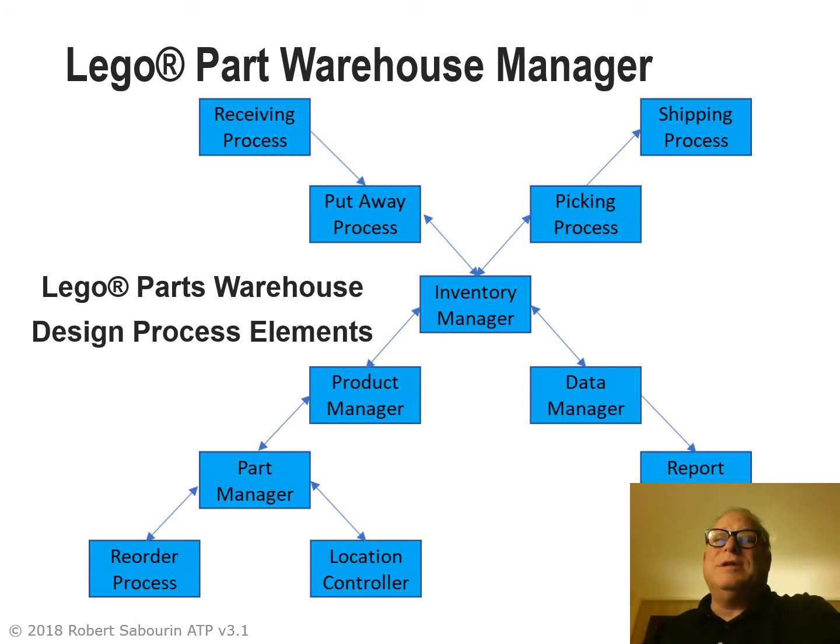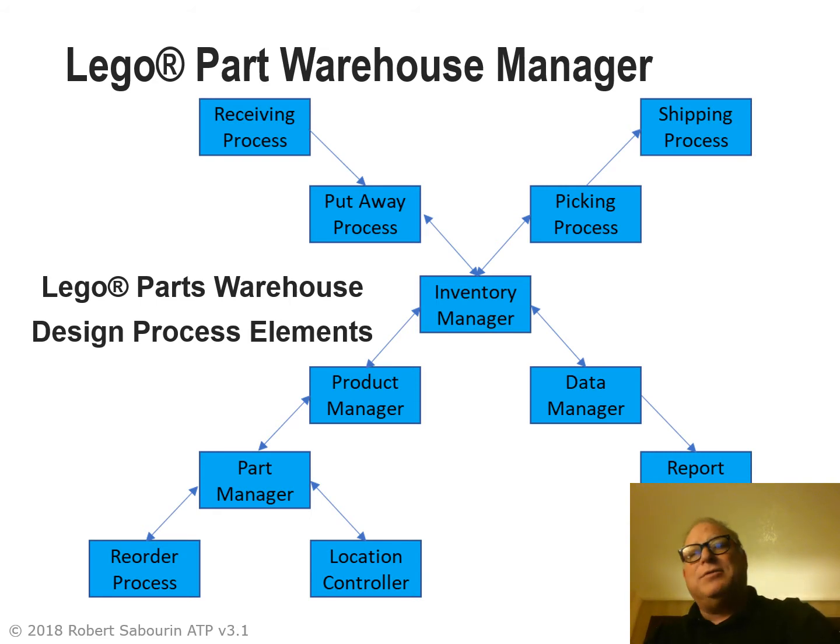When we ship them, someone picks them from inventory, so there's the picking process, and they get shipped through the shipping process. The inventory manager interacts with what we call a product manager, which is software that organizes our warehouse into parts that can be placed in certain bins in different locations and keeps track of the parts so that when we need more, it invokes a reorder process. And complementing the entire system is a data manager, which reports information that can be used by auditors to check on the veracity of the system.